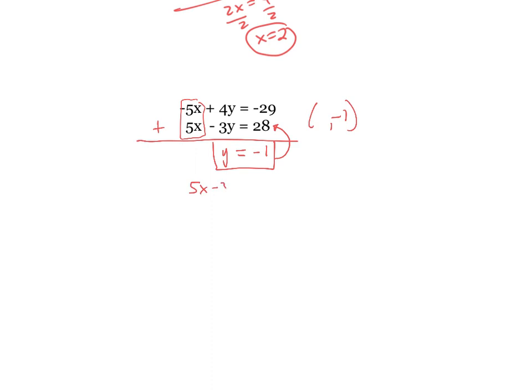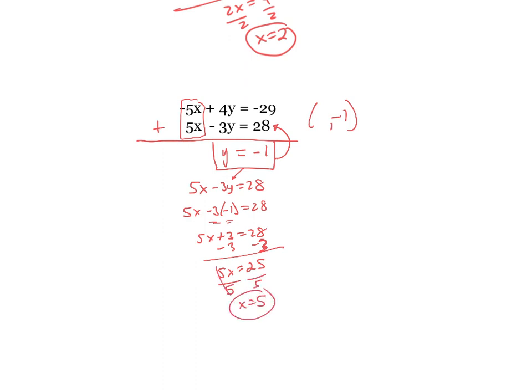So I have 5x minus 3y equals 28. And then I'm going to plug that negative 1 for y. And remember, use parentheses. And now I'm going to multiply these first. So negative 3 times negative 1 is 3. And then I'll subtract 3 from both sides. And I'll get 5x equals 25. Divide both sides by 5. And I get x equals 5. So that is the second half of my solution.